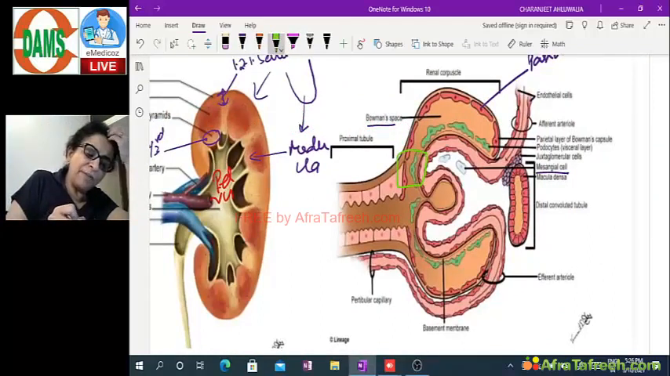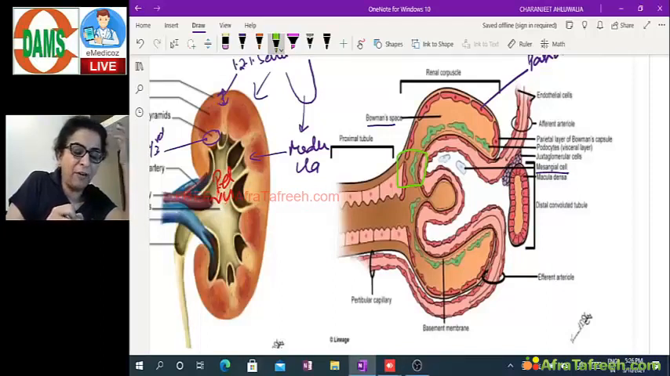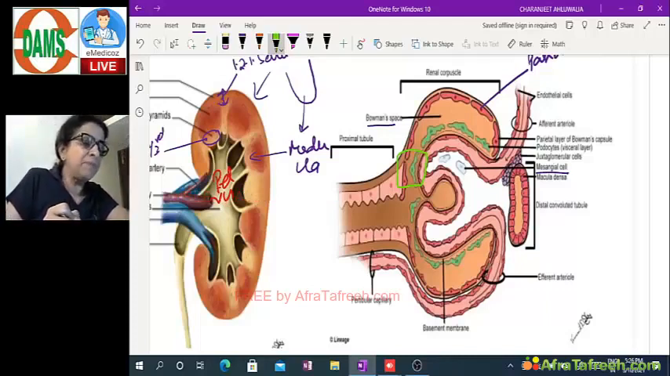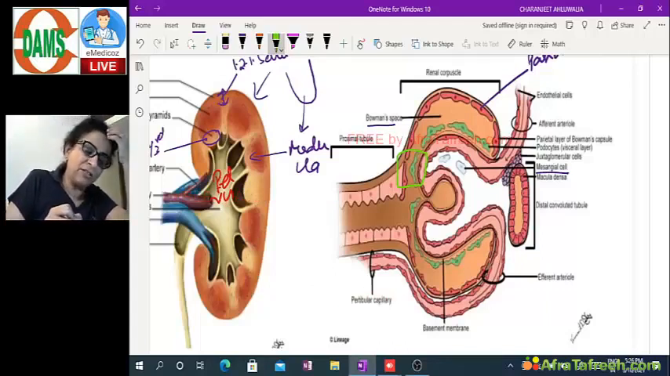The filtration membrane is composed of the endothelial cells of capillaries, which sit on the basement membrane of the capillaries, and then below that we have the green colored visceral epithelial cells. They form the filtration membrane, which is charge and size dependent, and filters substances from the blood based on their charge and size. So this is the filtration membrane.